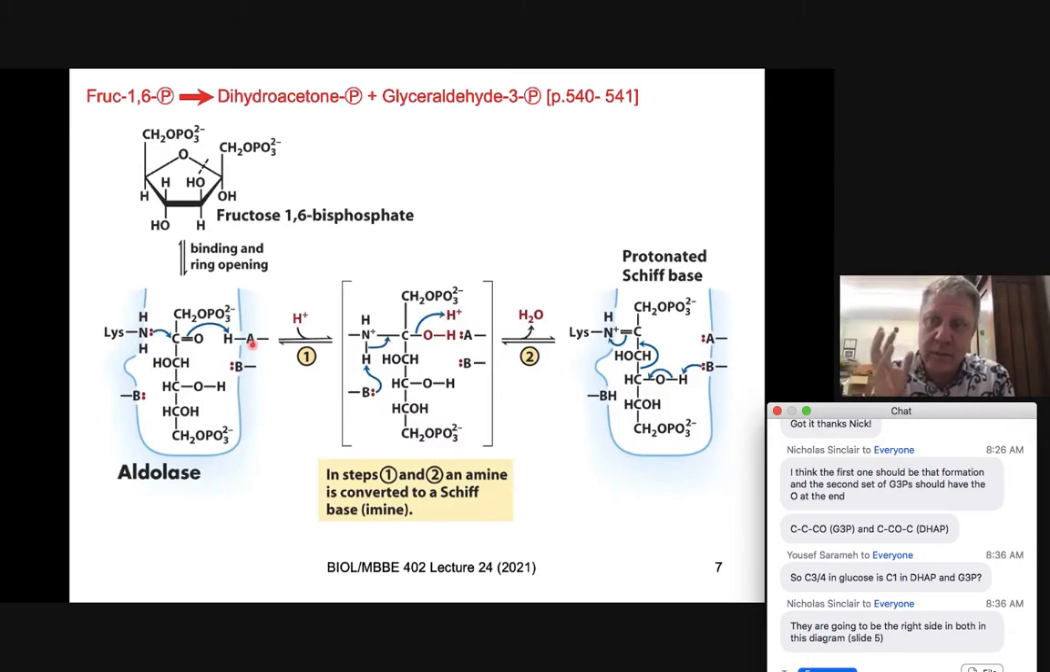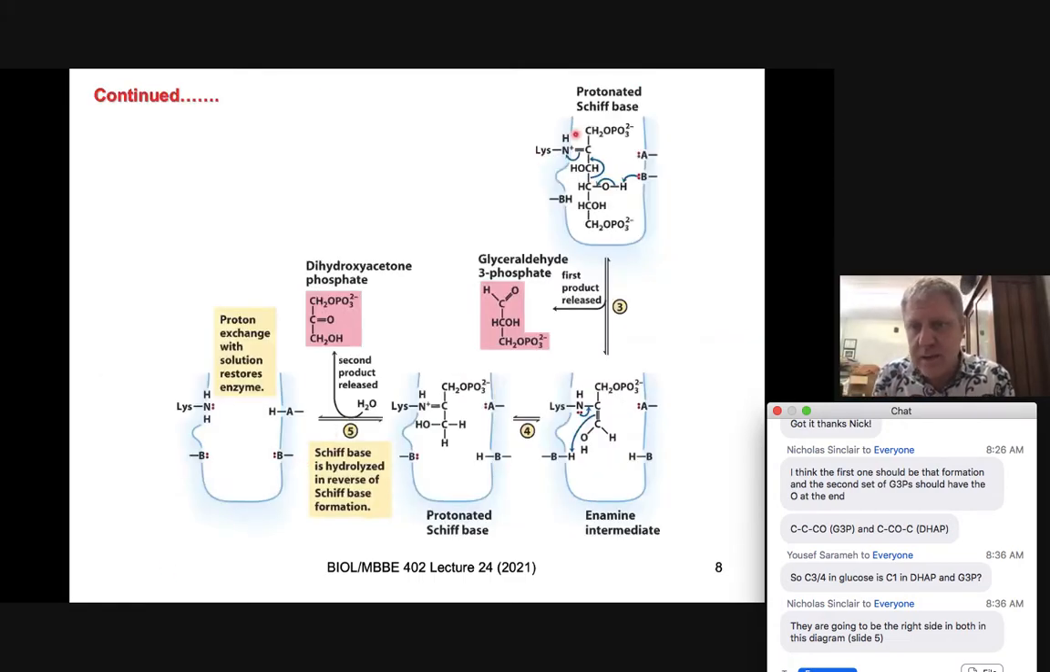importantly, we're still dealing with three-dimensional structure. We're still dealing with enzymes and amino acids in those enzymes to interact with a substrate, in this case, that of fructose 1,6-bisphosphate, similar to what we saw with the degradation of an aromatic containing amino acid peptide chain in chymotrypsin.